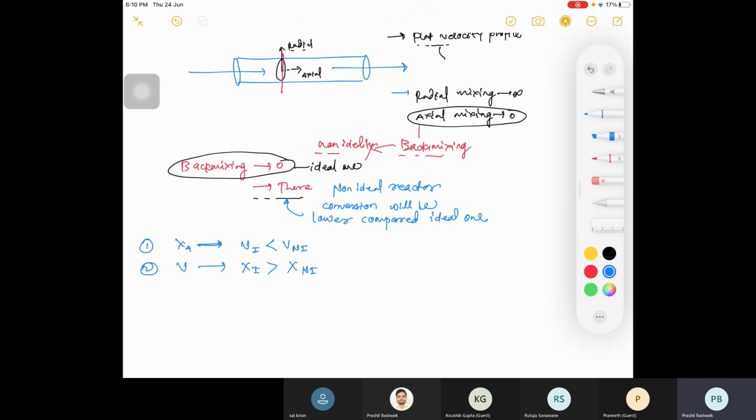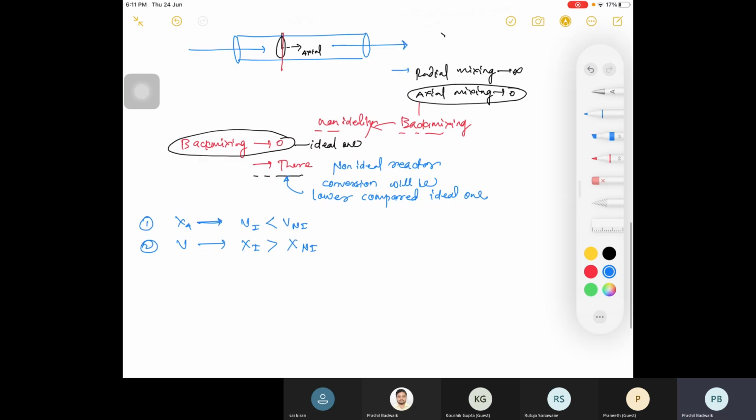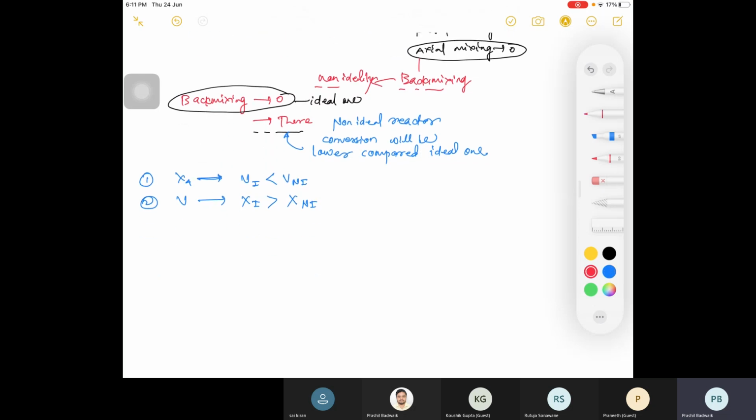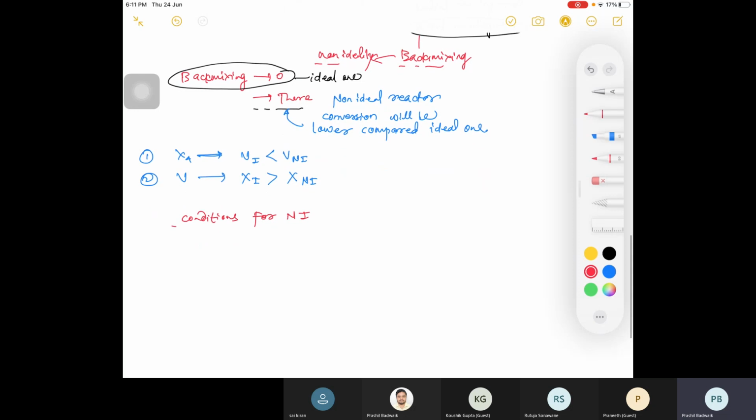We have studied all this already, but what are the conditions for non-ideality in your reactor? What different conditions are there? Like I told you, one is your back mixing. So we'll start with your PFR. We'll write conditions for non-ideality, NI, in your reactor. So first is your MFR.